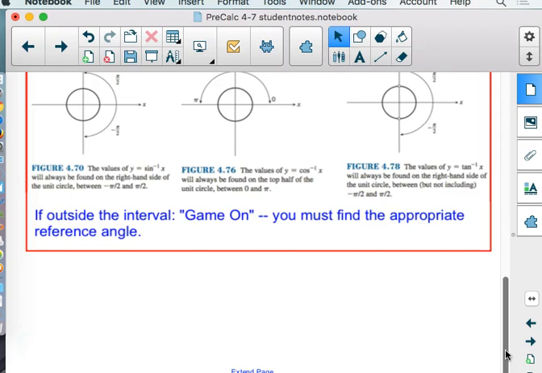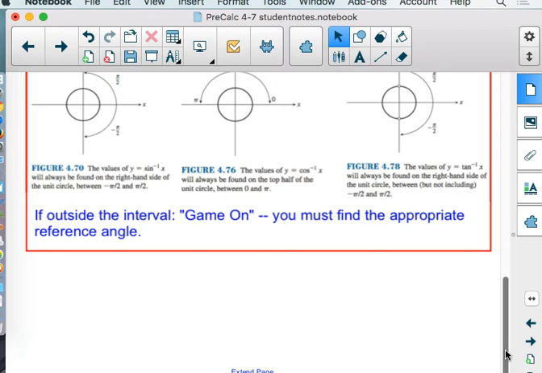You have to figure out which interval you need it to be in to get the same trig functions. So if you're outside that PDR, that interval, game on, you have to find the appropriate reference angle. You have to find the correct one to give your answer. So that's the difference between the two, because sometimes we look at it and we just say, well, won't they always undo each other? Not necessarily. You have to look a little bit deeper.